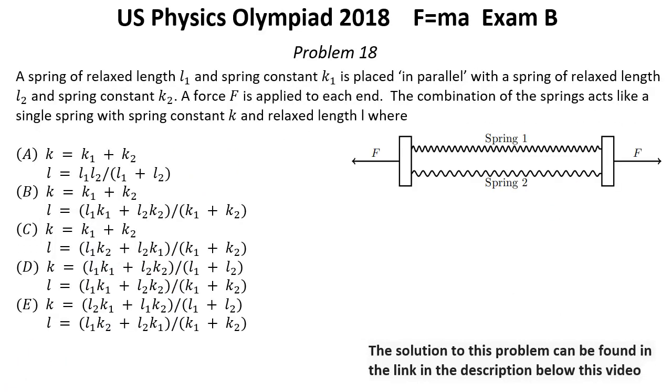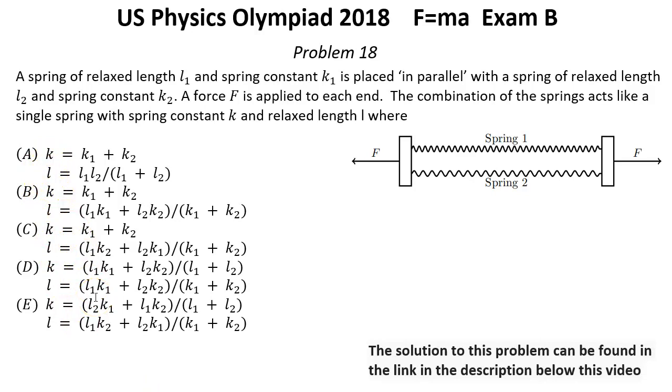Problem number 18. A spring of relaxed length L1 and spring constant K1 is placed in parallel with a spring of relaxed length L2 and spring constant K2. A force F is applied to each end. The combination of the springs acts like a single spring with spring constant K and relaxed length L, where we have the following expressions for K and L.